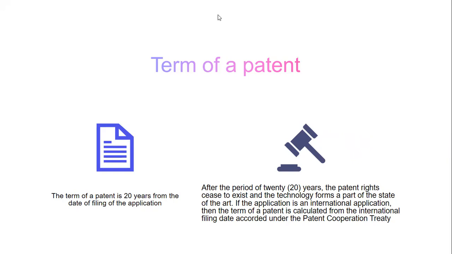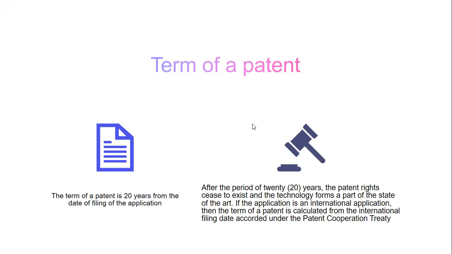So I will be moving to the next topic, which is section 53, term of a patent. So the term of a patent is 20 years from the date of filing of the application. Again, date of filing and not the date of recordal of patent in the register.